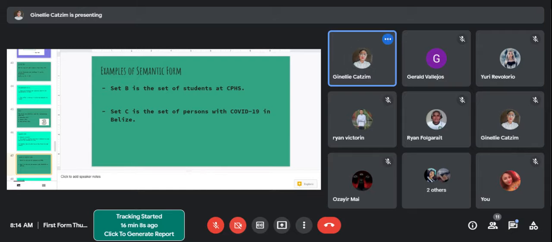Now, what would be our next example of this one? What would be our next example of the semantic form?